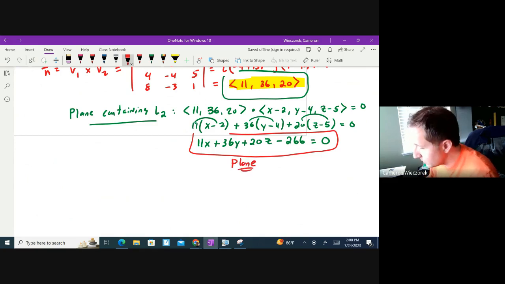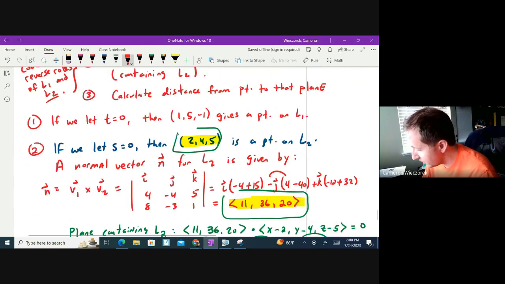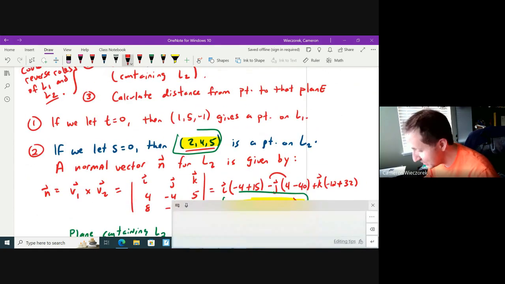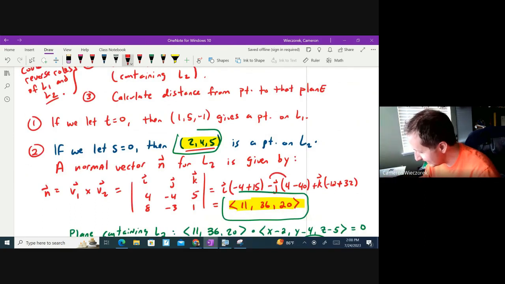Okay, and now what points are you going to use? There's a lot of different things going on here, so you need to be thinking about all the different pieces that we're doing here. The point that we're measuring from is the point that's not on the plane. So we don't want to use 2, 4, 5 as our point. The distance from that point to the plane is just going to be 0. This point lies on the plane.